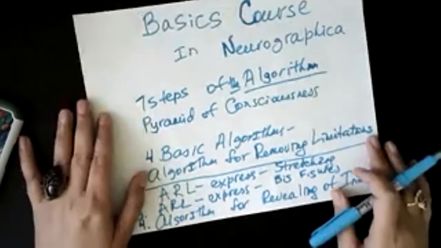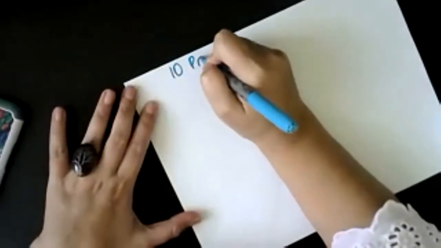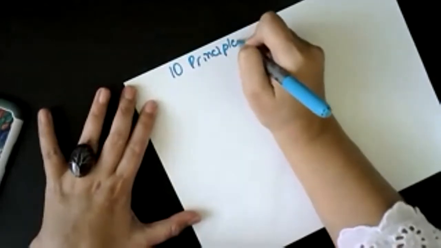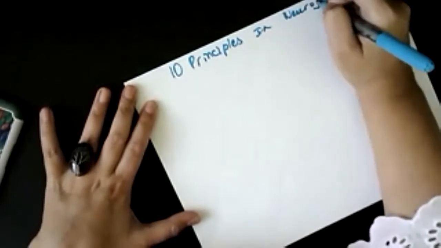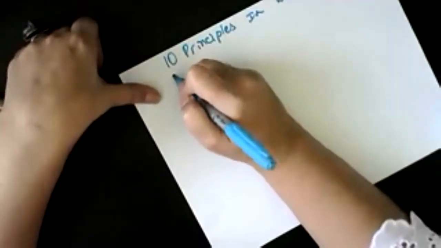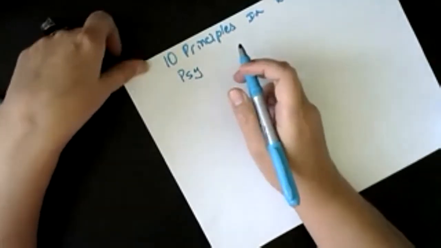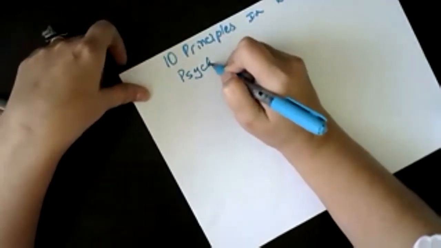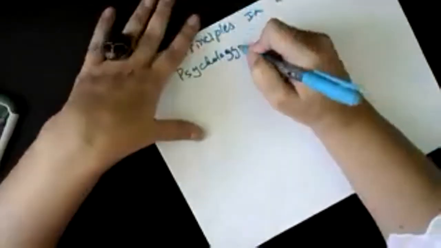Okay. So what else will we be learning at the basics course? We will learn the 10 principles in Neurographica. We will learn them in detail. We will also learn the deeper understanding of how Neurographica works, the psychological understanding. Besides what we're going to do today, the pyramid of consciousness, we're going to learn the deep psychology, why it works, what's the background there, why does it work this way.